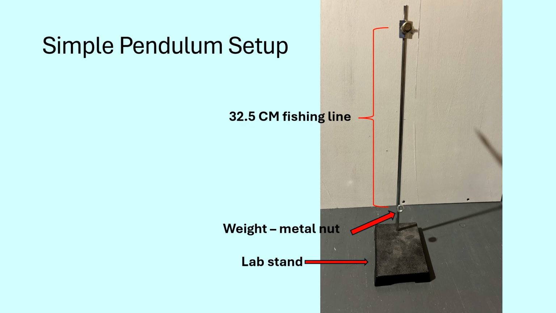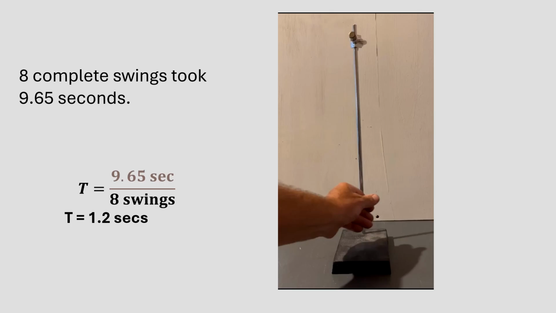So in this pendulum, what we have got is 32.5 centimeters of fishing line attached to the top of a laboratory stand, and then for the weight I just used a metal nut. It weighs a few grams. Next I want to do a video showing you that move back and forth. So here's the video.